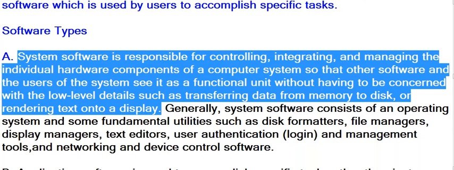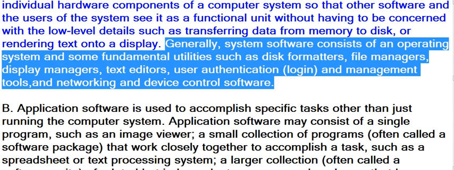A. System software is responsible for controlling, integrating, and managing the individual hardware components of a computer system so that other software and the users of the system see it as a functional unit without having to be concerned with the low-level details such as transferring data from memory to disk, or rendering text onto a display. Generally, system software consists of an operating system and some fundamental utilities such as disk formatters, file managers, display managers, text editors, user authentication, login, and management tools, and networking and device control software.